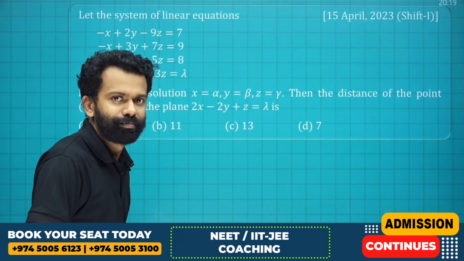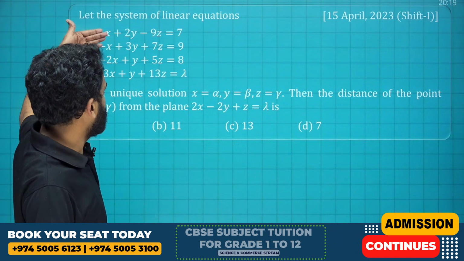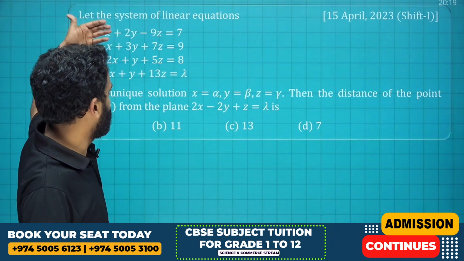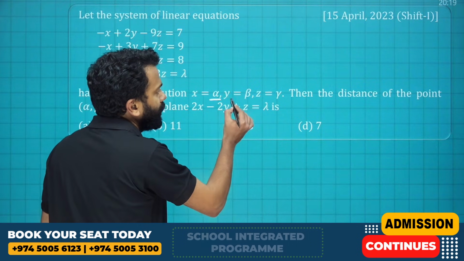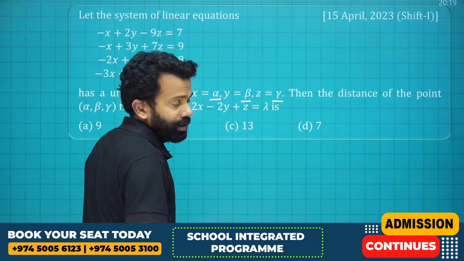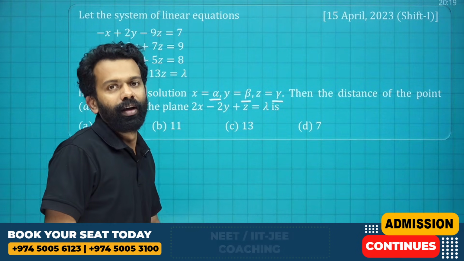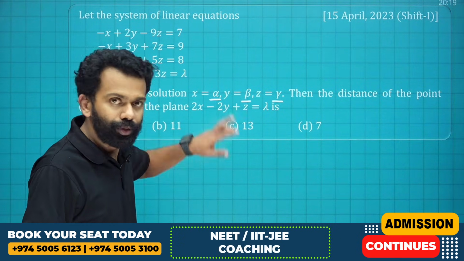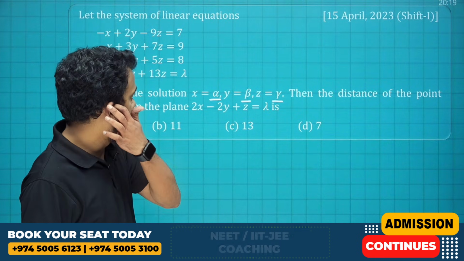How will you do this? Easy actually. -x + 2y - 9z = 9. Therefore, the problem here is you need to find the value of x, y and z separately and substitute that value to obtain lambda, and then you need to use the distance formula for the plane to find the final answer. So, how are you going to do it?